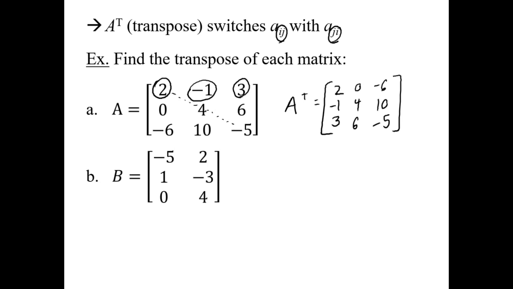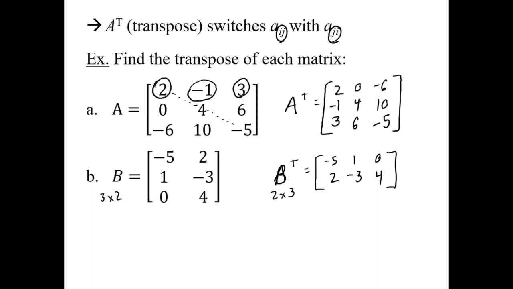Let's consider this example, B. Let's just do the same thing here. Finding the transpose, the first row becomes the first column. Notice that because the first row had 2 entries, the first column will also only have 2 entries. The second row becomes the second column, and the third row becomes the third column. Notice that when B was a 3 by 2 matrix, B transpose is a 2 by 3 matrix.